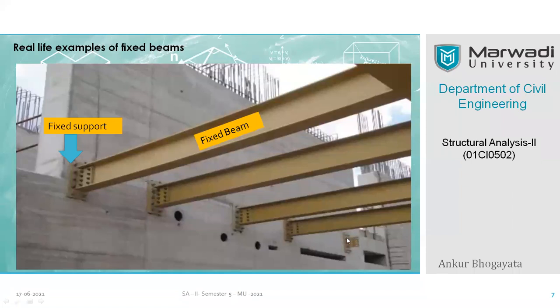But you can see this angle which is pre-installed, prefixed on this plate. And when you insert your beam, and finally use the bolts or the welding process, you can create your fixed beam connection. Right? So this is a glimpse, an example of a fixed beam in real life.